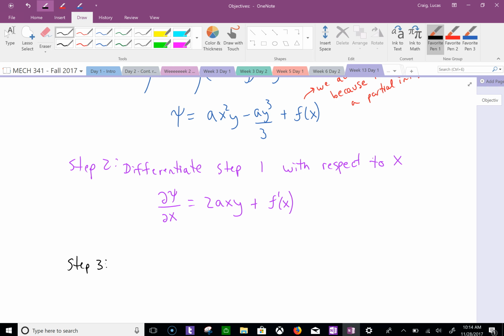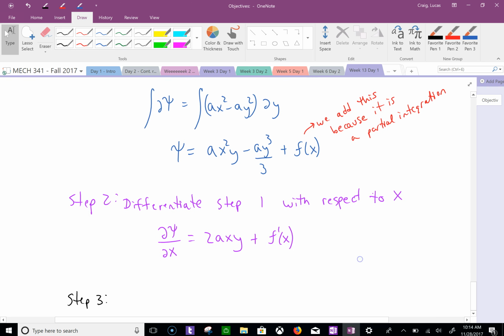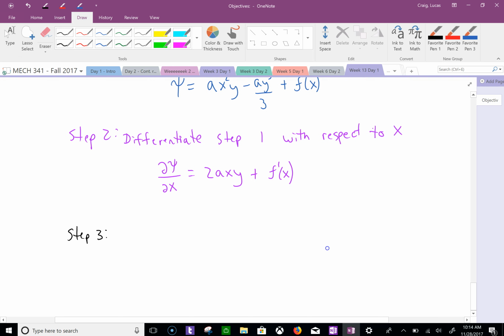This is like finding b in differential equations. To be honest, this is easier than the other way we did it before. Have we done anything strenuous? Step 3.